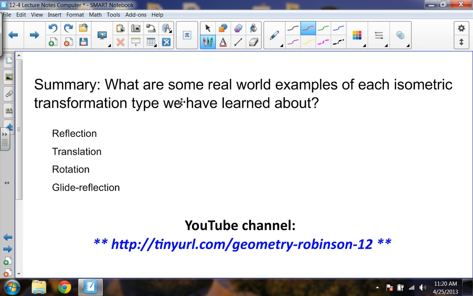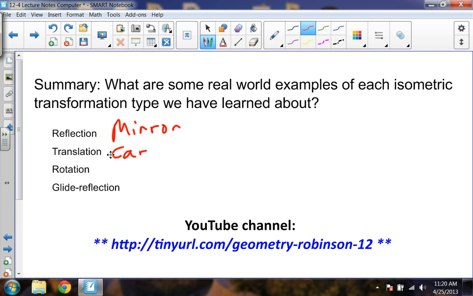Okay, what are some real-world examples of each isometric transformation type we have learned about? A reflection, we've talked about this a lot before. It's like looking into a mirror. A translation could be anything. It could be driving a car. It could be walking. It could be anything that's moving, as long as you're facing the same direction.